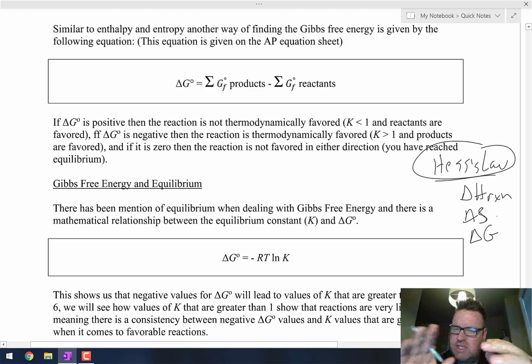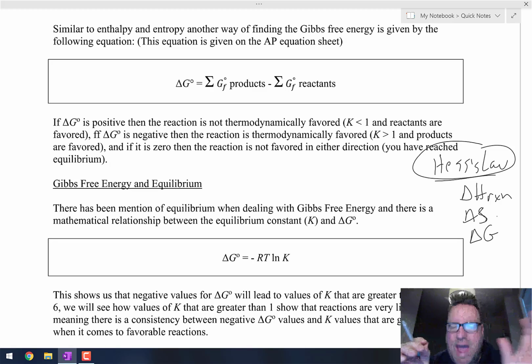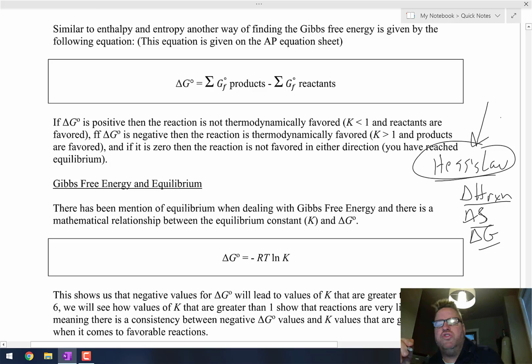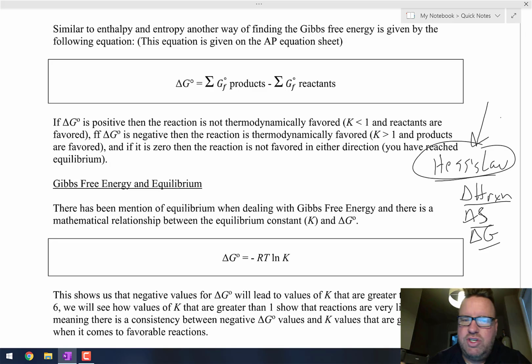Again, just like with enthalpy, you can flip equations, double equations, cut them in half, add them together to get a new enthalpy change, a new entropy change, or a new delta G value for a reaction. So Hess's law applies not only to enthalpy, but also to entropy and Gibbs free energy as well.